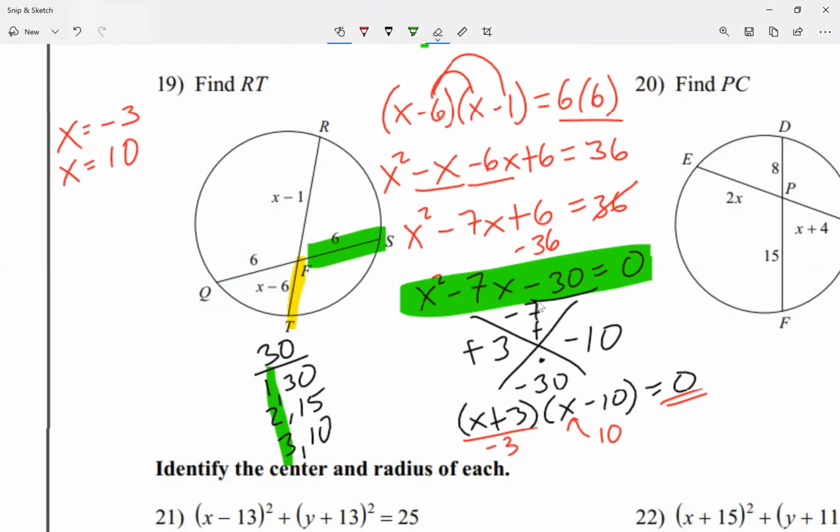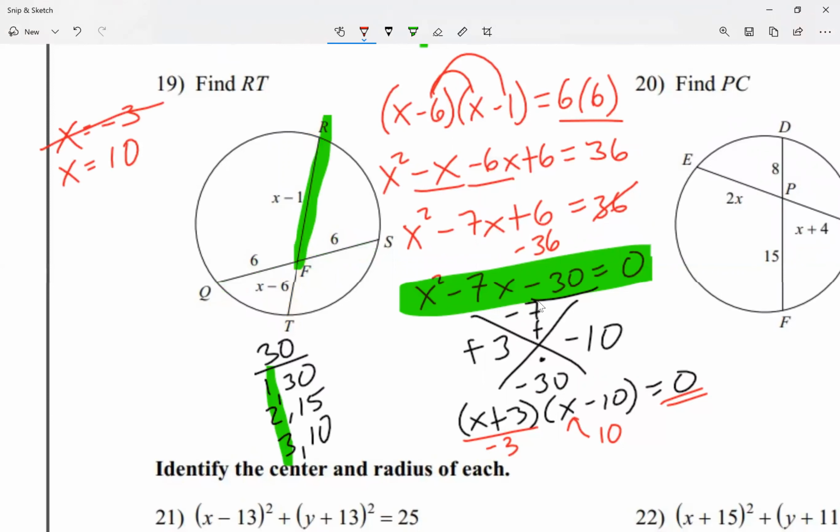Let me focus on just this segment. The -3 makes no sense, right? -3 minus 1 is -4. The length of a segment cannot be negative, so the -3 makes no sense. I said I have two possible solutions, but the negative doesn't make sense. So x in this case is going to be 10. I've solved for x.